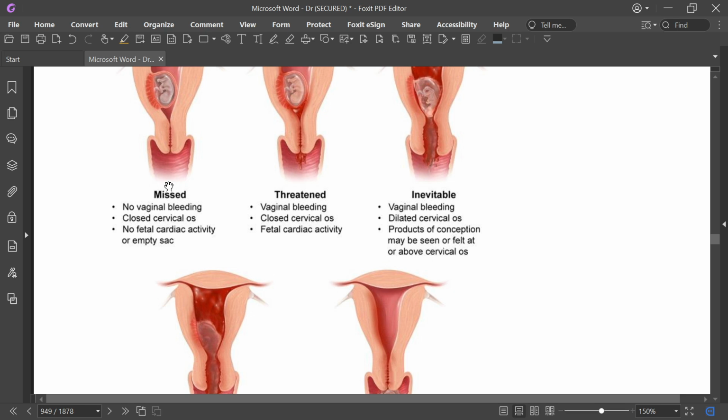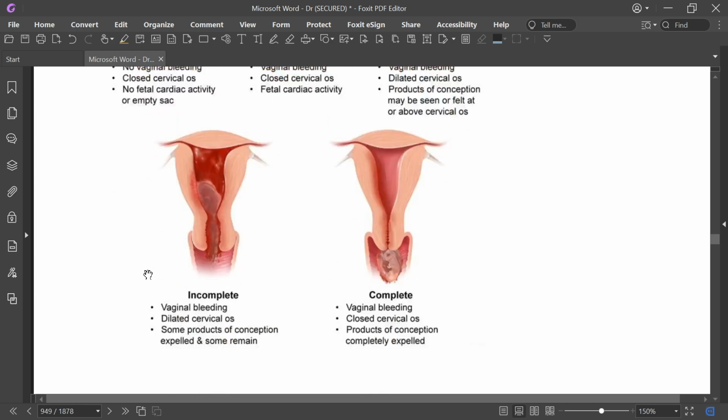So in missed abortion, there is no vaginal bleeding, the os is closed, and there is no fetal cardiac activity or an empty sac. In threatened abortion, there is vaginal bleeding, a closed cervix, and fetal cardiac activity is present. In inevitable abortion, the cervix is dilated, vaginal bleeding is present, and products of conception may be seen or felt at or above the cervical os.